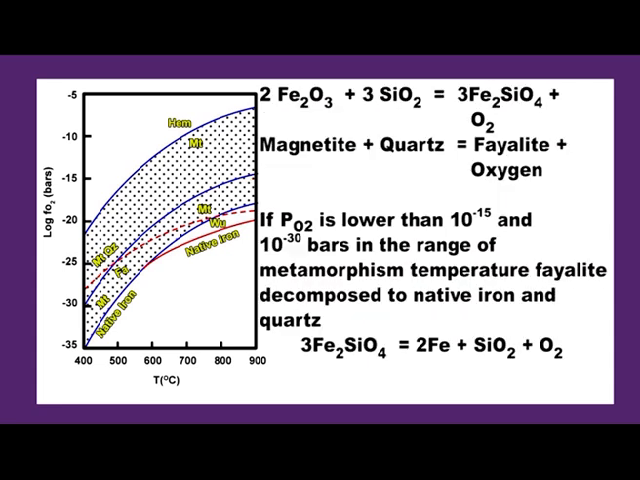The equilibrium 2 Fe3O4 plus 3 SiO2 gives rise to 3 Fe2SiO4 plus O2, that is magnetite plus quartz gives rise to fayalite plus oxygen. If PO2 is lower than 10 to the power minus 15 and 10 to the power minus 30 bars in the range of metamorphic temperature, fayalite decomposes to native iron and quartz: 3 Fe2SiO4 gives rise to 6 Fe plus 3 SiO2 plus 3 O2.